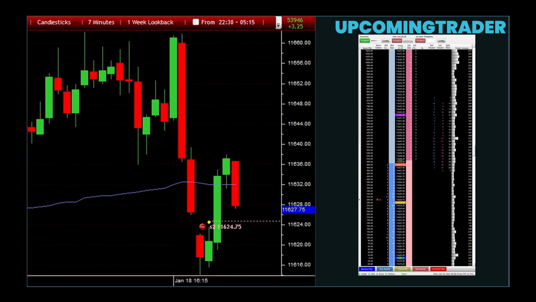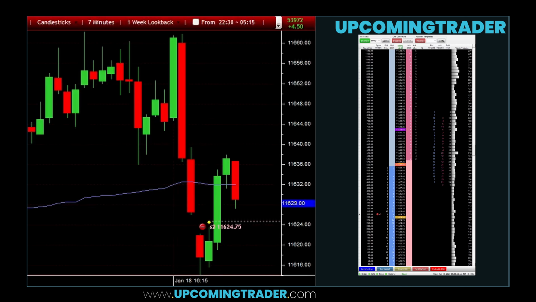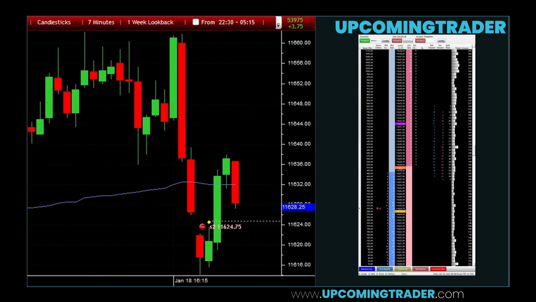Picture a chart with trading volume plotted along the price axis, revealing the areas that the market cares about the most. These high-volume zones can become crucial decision points for future market movements, giving you the edge to anticipate where support and resistance are likely to form.